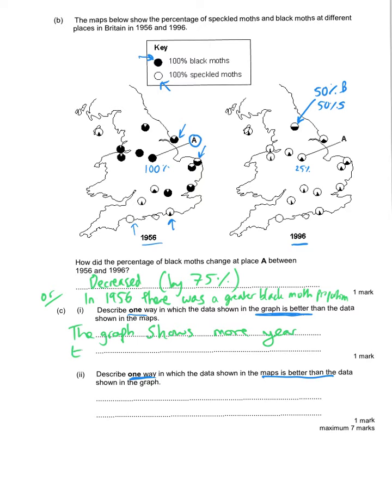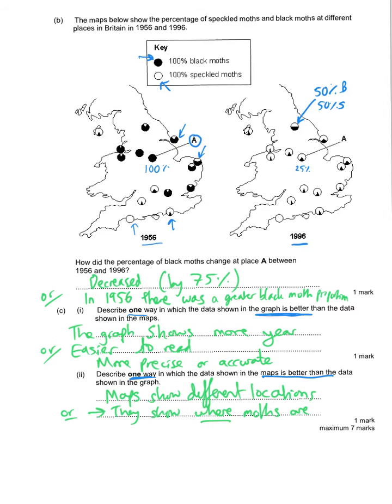It's also, I mean, we don't need to keep going, but it's also easier to read, I think, the graph. You have to use a bit more brain power to work out what these kind of pie charts are meaning. And it looks more precise as well on the graph, again, because you can see the percentages. And now the maps are better because they show different locations on where we find these different populations of moths, or you could say it covers a wider area, or it gives geographical detail. All 3 of these are possible answers, but we only need one.